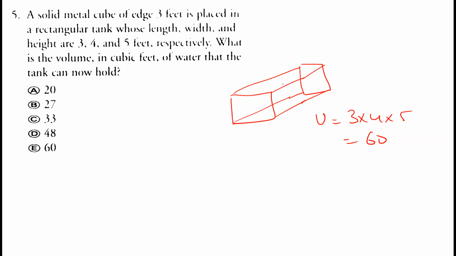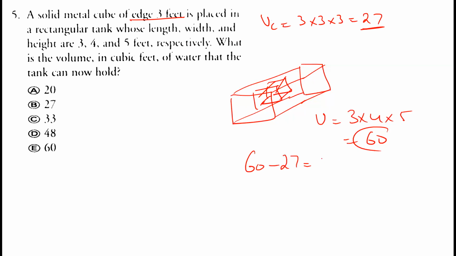Now let's suppose this tank is filled with water. Now if you place a cube having an edge of 3 feet, the volume of the cube would be 3 into 3 into 3, that is 27. Now if you place the cube in this tank, obviously it will displace some water. How much water will it displace? It will displace 27 cubic feet of water. So if the total volume is 60, how much water would remain in this tank? So 60 minus 27 would be 33. So option C is correct.